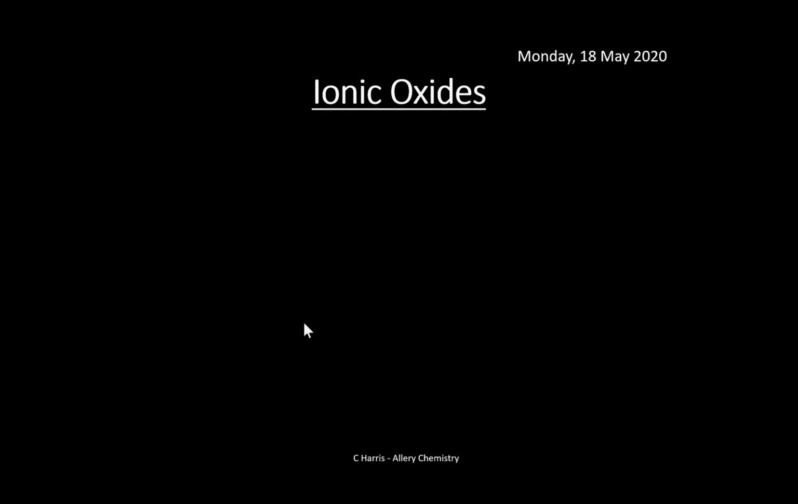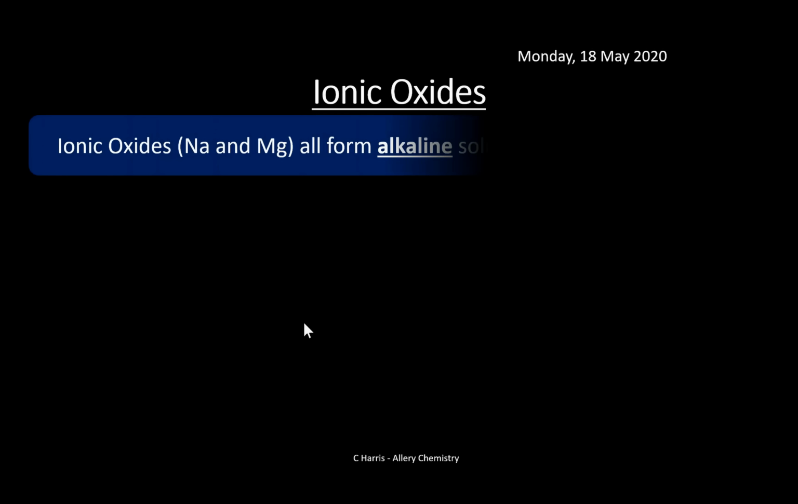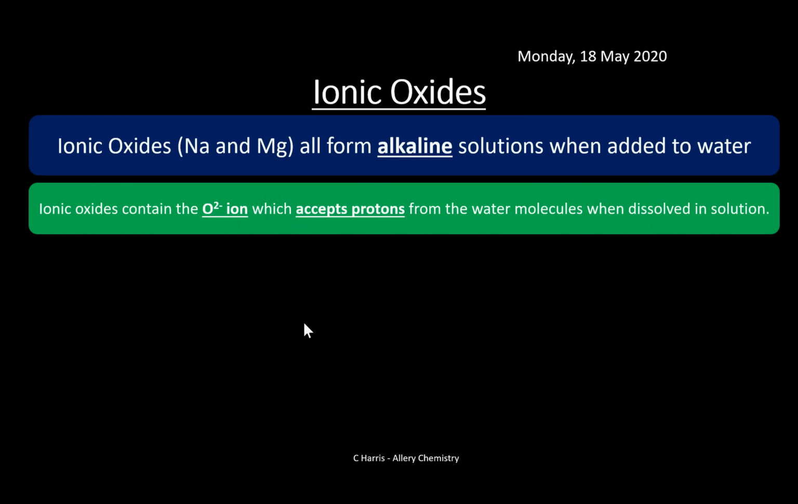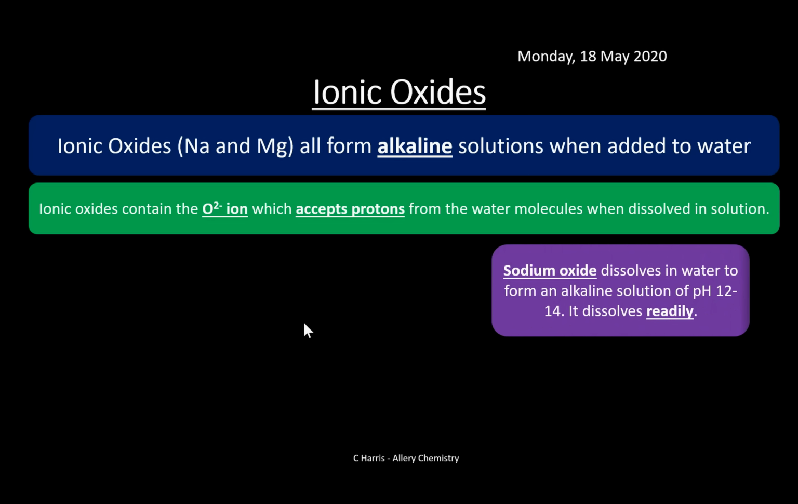So let's have a look at some of these ionic oxides. Remember, your ionic ones are metal and non-metal. So these are going to be substances like sodium and magnesium that we're going to be looking at, and actually these form alkaline solutions when we add them to water. You can see that our ionic oxides contain the O2- ion that accepts protons from the water molecules when it's dissolved in solution. Obviously, it then forms your water.